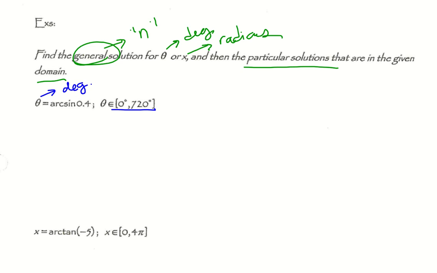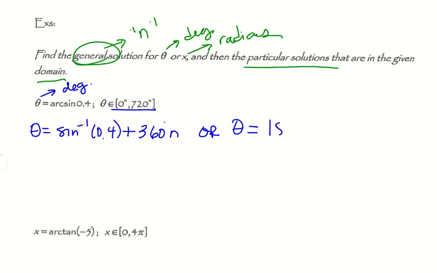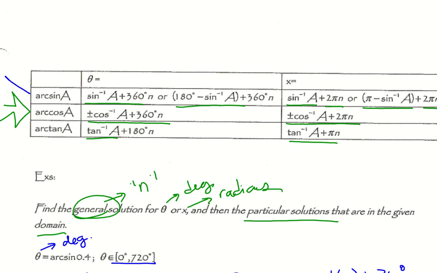So we want to solve for theta, and we're going to use our definition. Theta by definition is the inverse sine of 0.4 plus 360 degrees n, since we're in degrees, or theta could be in the other quadrant, so that would be 180 minus the inverse sine of 0.4 plus 360 degrees n. So looking back, we have just applied this definition, the inverse sine plus 360n, or 180 minus the inverse sine plus 360n.